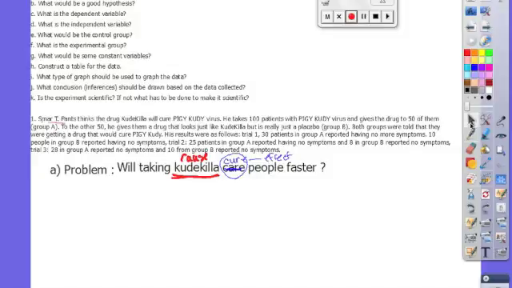Okay, now we're going to do the hypothesis statement. And the hypothesis statement is basically we take the problem statement and we put it in the form of a statement. Hypothesis.